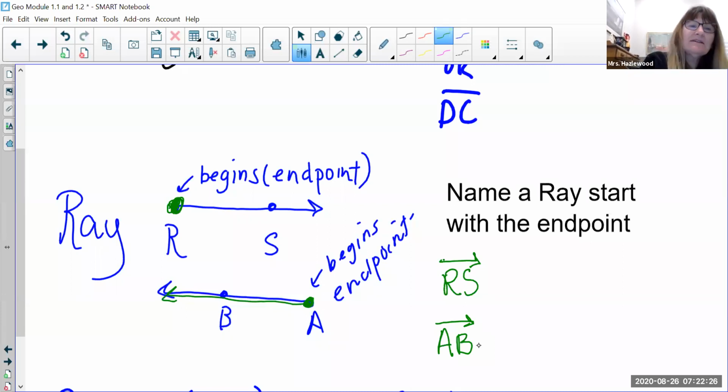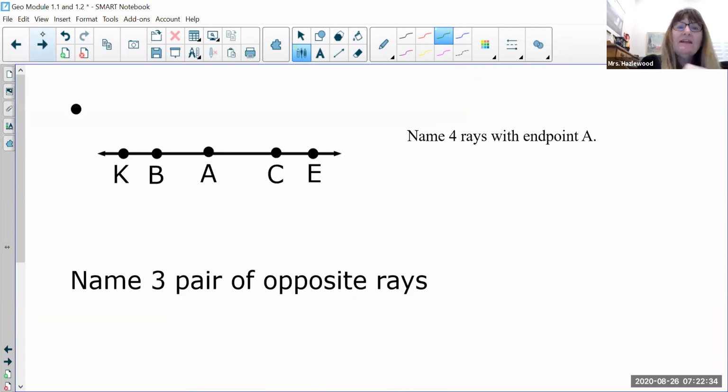Okay, so we're going to practice this. If you need to, this is the part that's extra. So you can go ahead and draw your line here and put your points on it. And we're just going to practice naming rays and what opposite rays are.